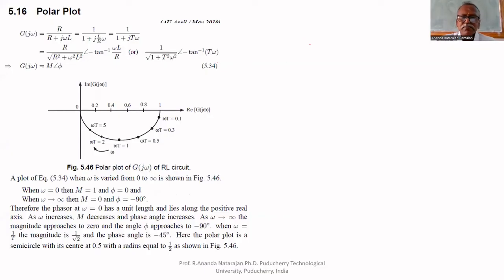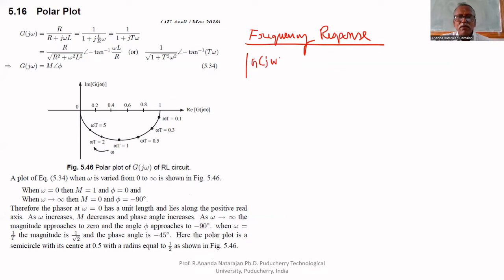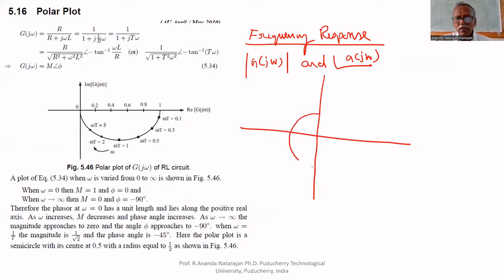Polar plot means it is also a frequency response. But it is plotted between modulus of G of j omega and angle of G of j omega. That is called polar plot, but plotted in a polar chart.